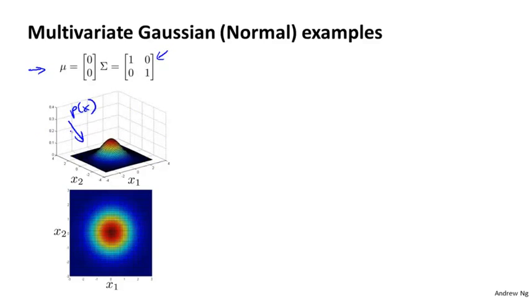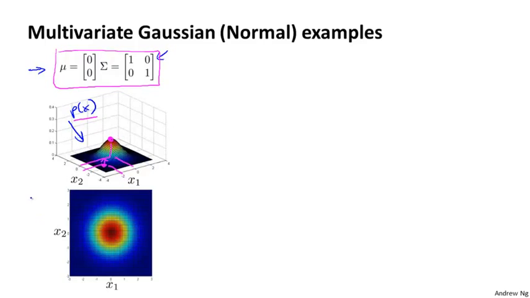What I'm showing in this figure is, for a specific value of x1 and a specific value of x2, the height of this surface gives the value of p of x. So with this setting of the parameters, p of x is highest when x1 and x2 equal 0. That's the peak of this Gaussian distribution, and the probability falls off with this two-dimensional bell-shaped surface.